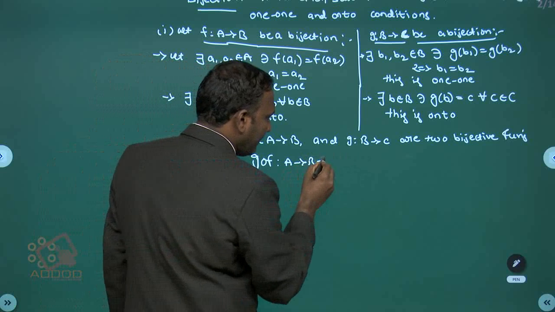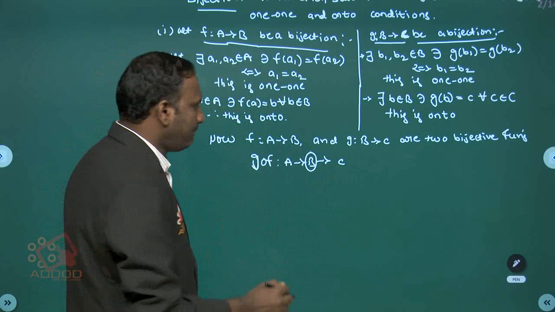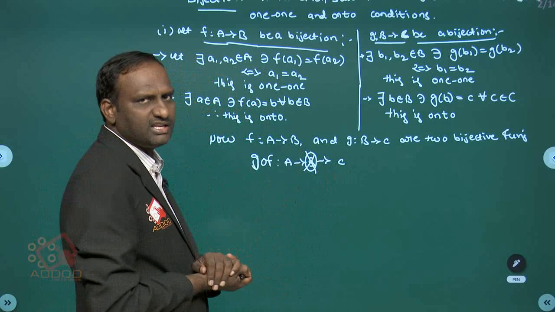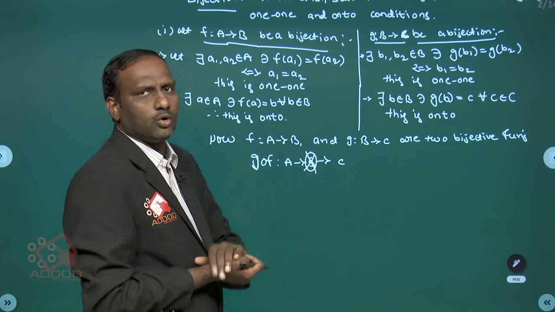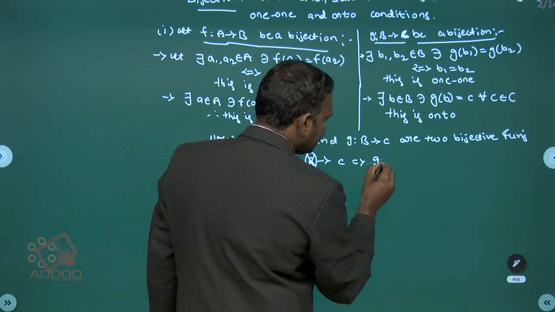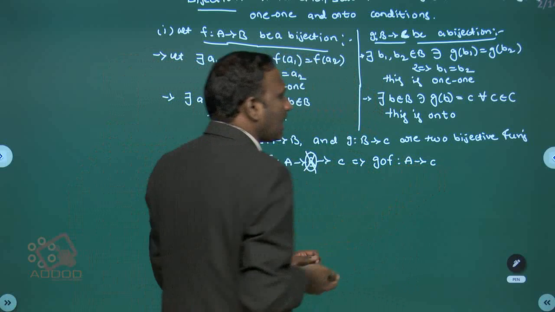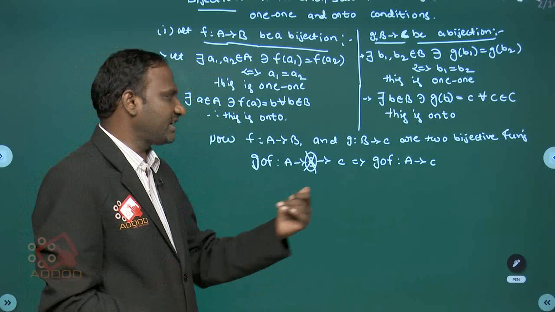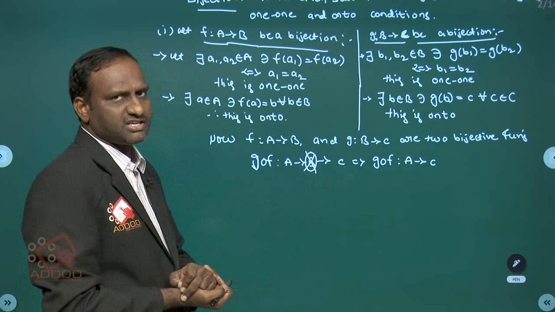G is from where to where? B to C. According to the composite function definition, B is removed, because a function has only a domain and codomain, right? So this can be written as G circle F from A to C. This is the composite function, in the sense of the composition of two functions.